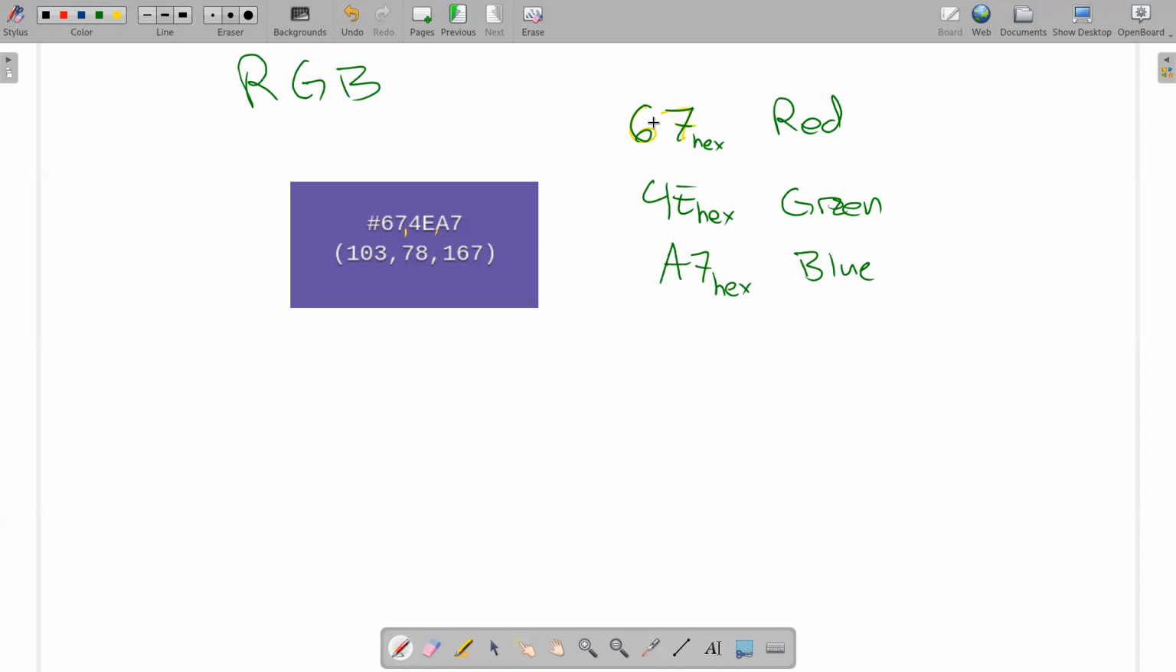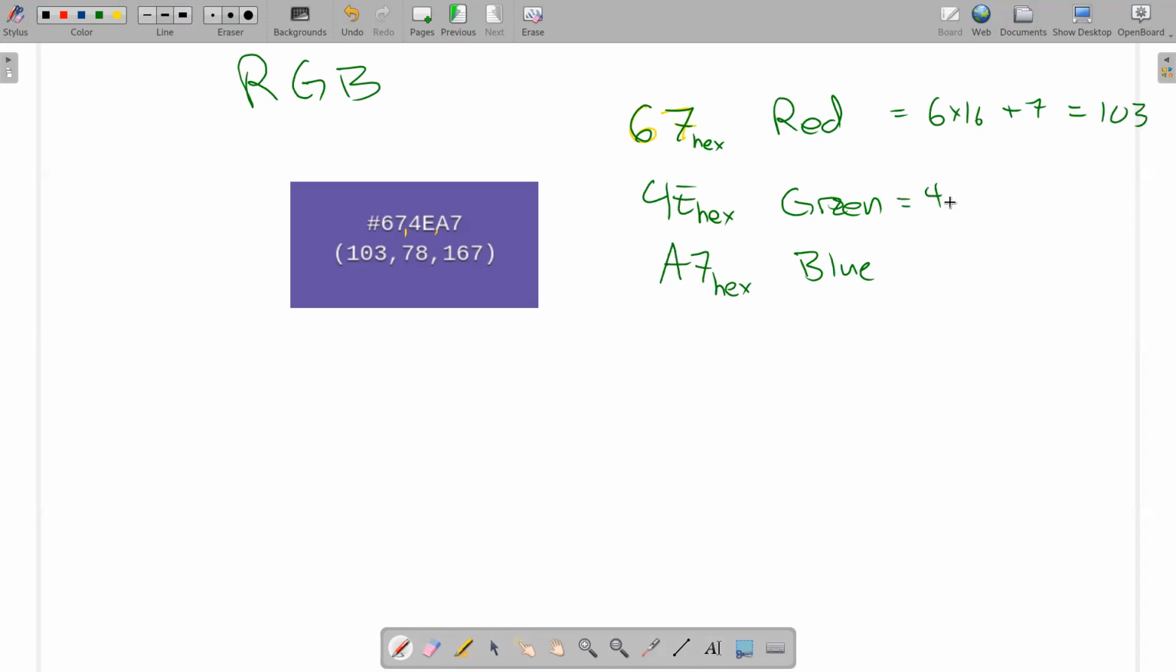So let's think about this, 6, 7 in hex, what does that mean? Well, in decimal, that would be 6 groups of 16 and 7 ones. Okay, 6 times 16, let's see, can I do that? That would be 60, and 36 is 96, plus 7 is 103.